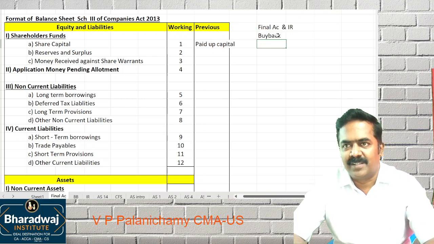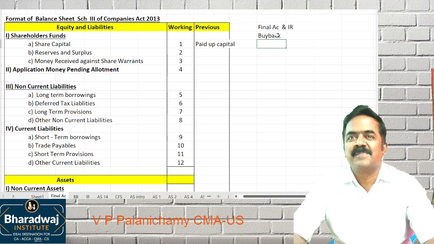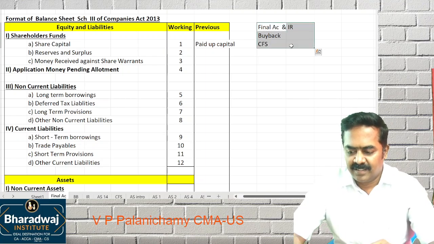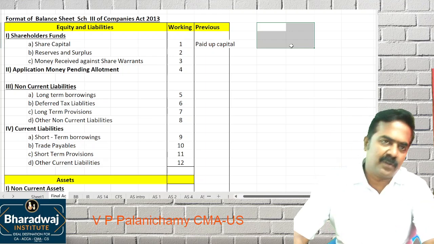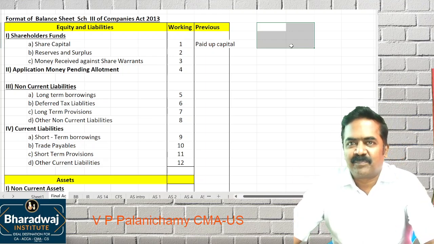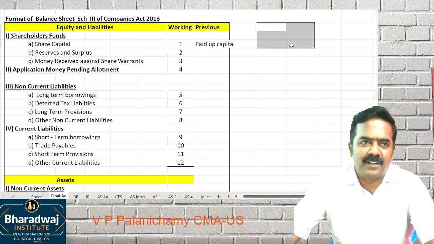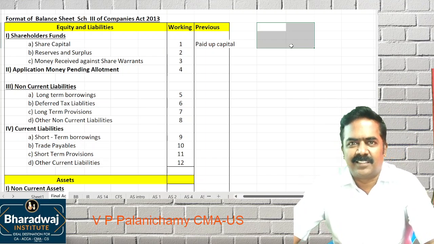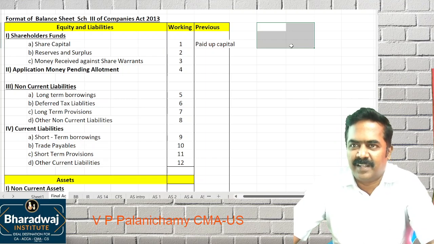Buyback. Sunday, what is the revision? Cash flow statements, which we are going to continue on Monday like that. So it is not that whatever we target every day should get completed. Depending upon your speed, depending upon the classroom speed, the revision will go. Suppose there is a backlog and sufficient time is available, we can complete it.